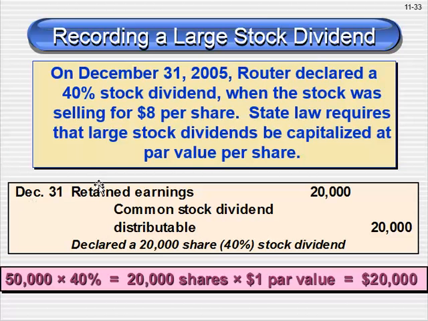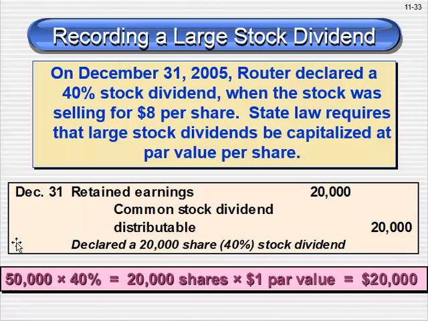If we have a large stock dividend, it's a little bit easier. So this one says December 31st, Router declared a 40% stock dividend when the stock was selling at $8 per share. State law requires that large stock dividends be capitalized at par value. So this selling price of $8 is irrelevant for a large stock dividend.